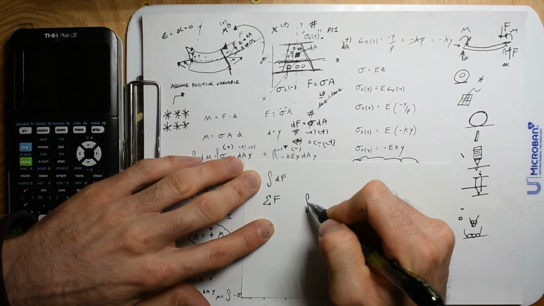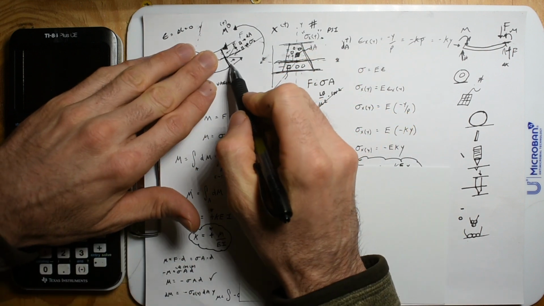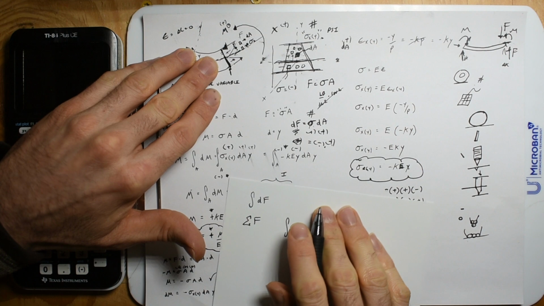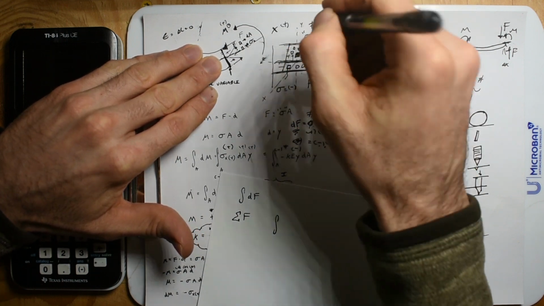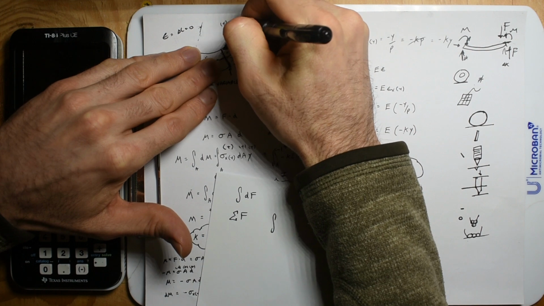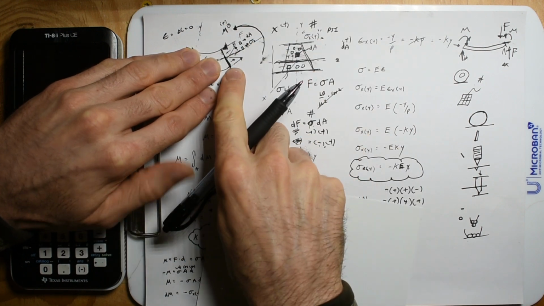But from the free body diagram, we know the sum of those forces on that face has to be 0. We know the forces going that way have to equal the forces going that way. We do generate a moment. For sure we generate a moment.